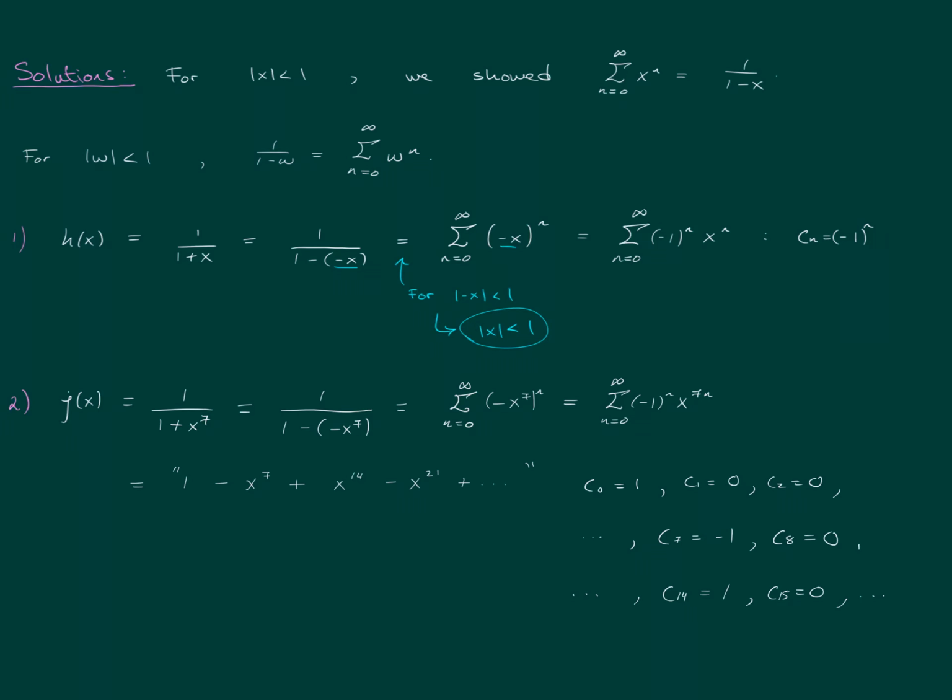So it's a much more complicated collection of CNs than the first example. Now, when is this equality valid? I can't always write this. This is valid for, well, what's the thing I'm plugging in? Minus x to the 7. Its absolute value less than 1. That's the same as absolute value of x to the 7 less than 1, which of course is the same as absolute value of x less than 1. So we found a power series representation for h and for j, and we found where they're valid. And we've identified the CNs.